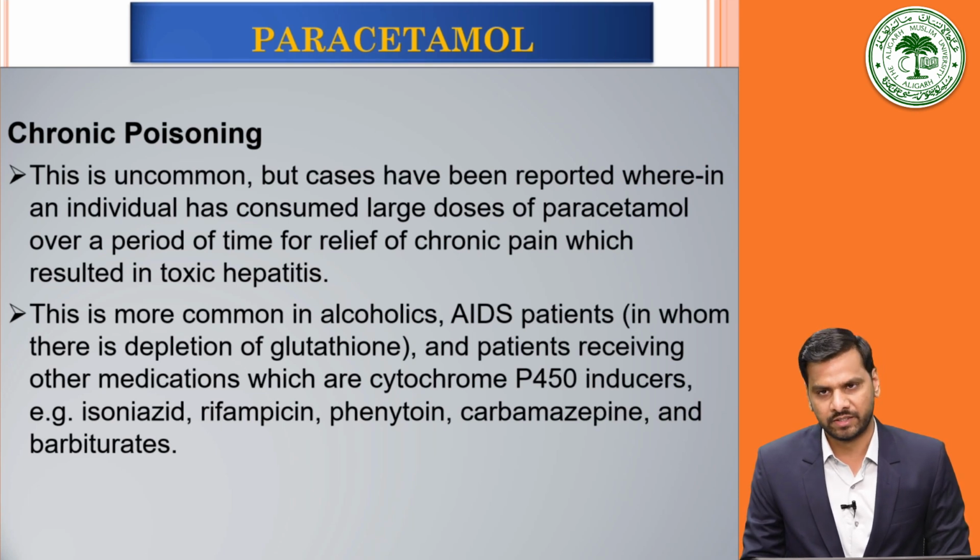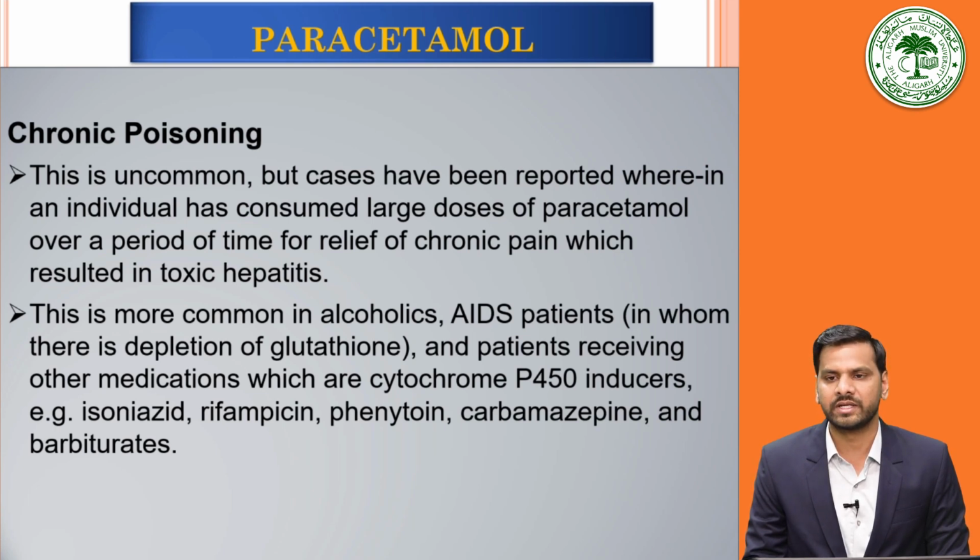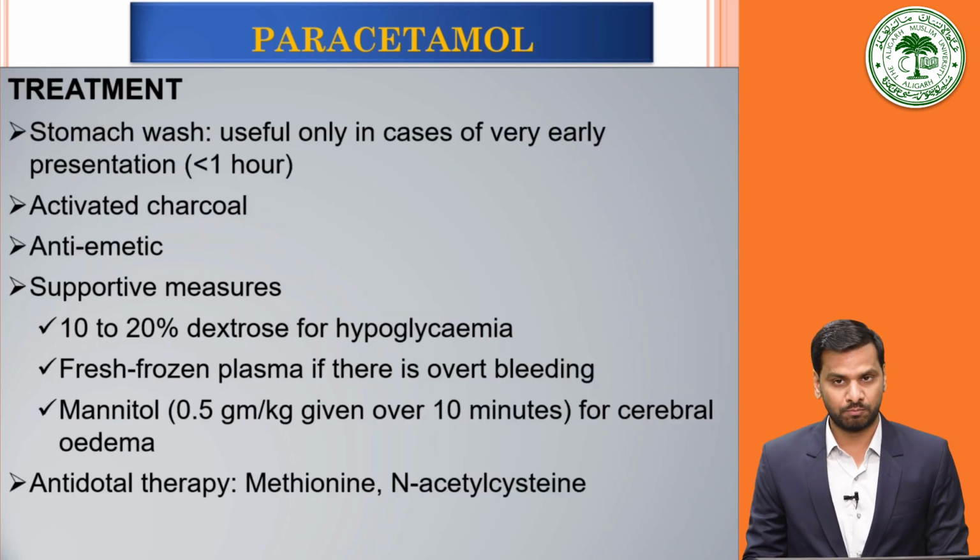Now, chronic poisoning. This is very uncommon, but cases have been reported wherein an individual has consumed large doses of paracetamol over a period of time for relief of chronic pain, which resulted in toxic hepatitis. This is more common in alcoholics and AIDS patients, in whom there is depletion of glutathione, and in patients receiving other medications which are cytochrome P450 inducers, for example, isoniazid, rifampicin, phenytoin, carbamazepine, and barbiturates. Now, management of paracetamol poisoning.